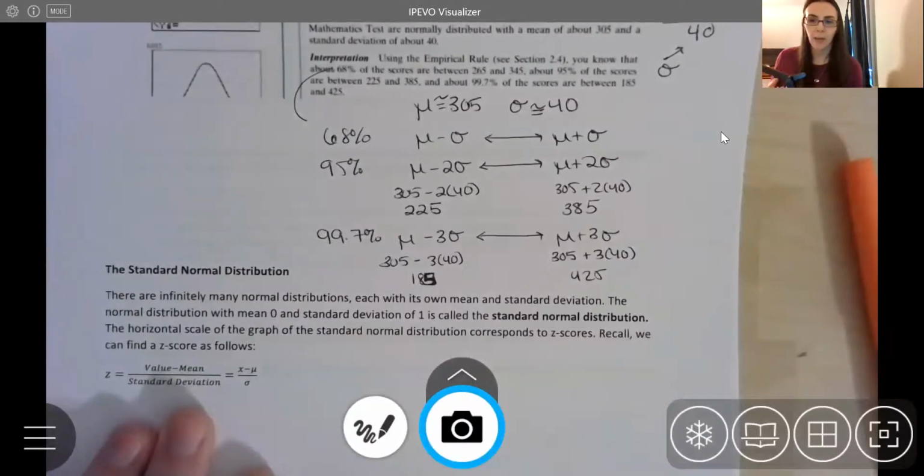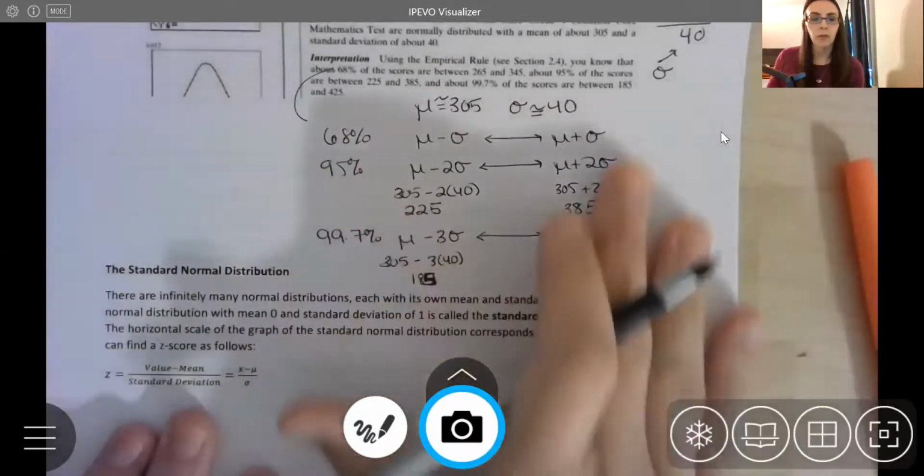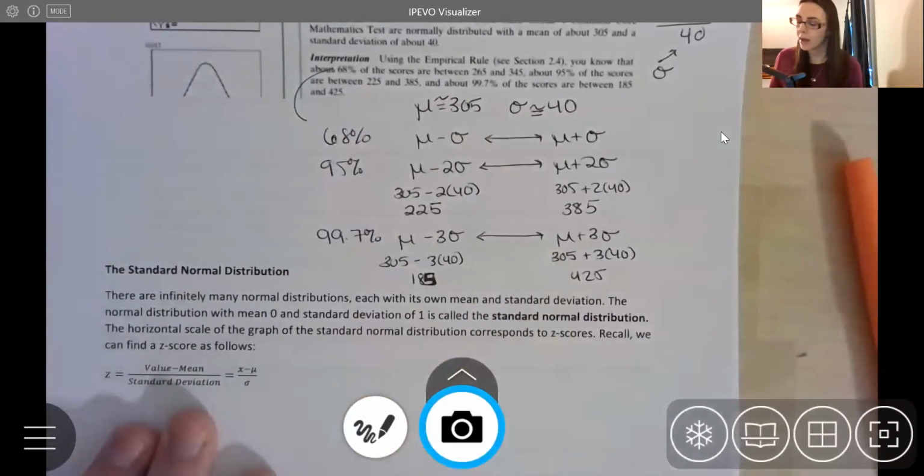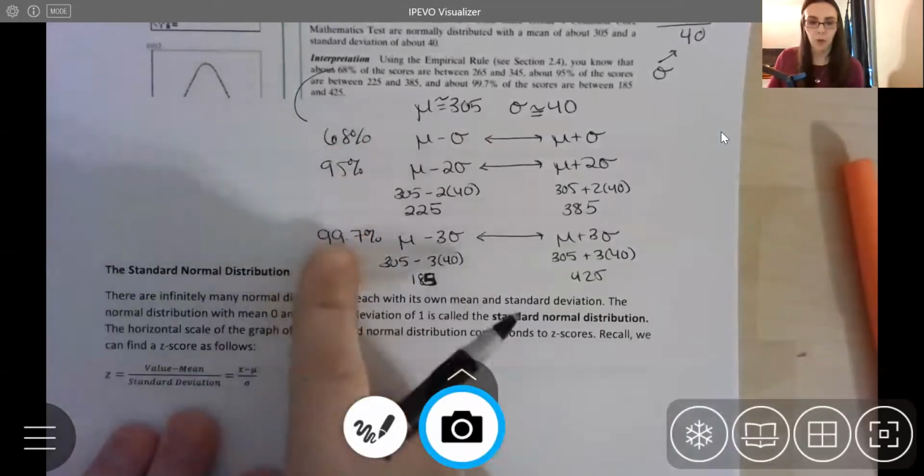So we're able to work backwards as well. Take the graph, find that mean, find that standard deviation, and then we can also apply rules that we've already learned to this process as well. So the empirical rule applies here because we're talking about normal curves. So those cutoffs are going to always apply.